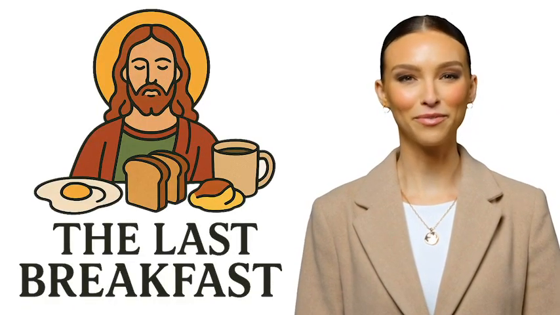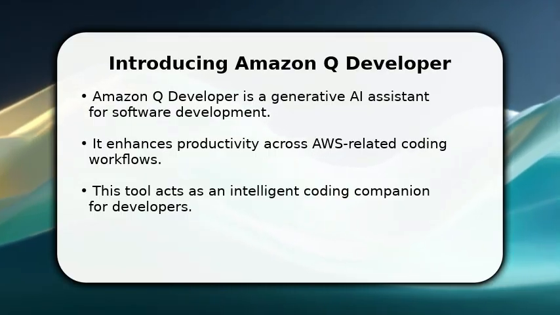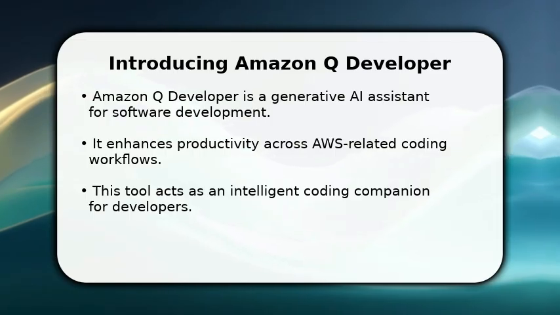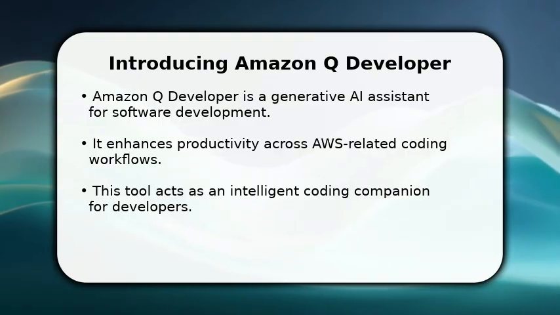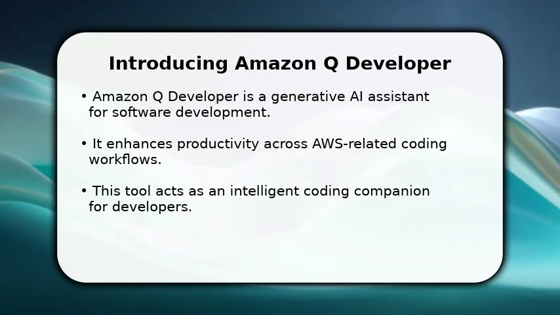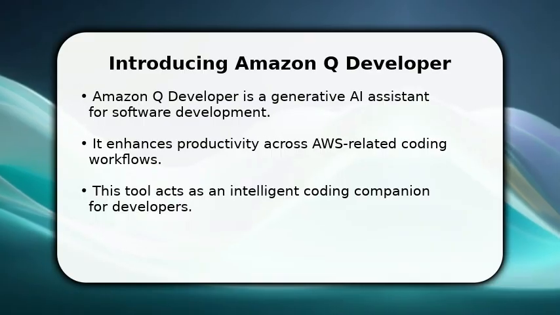Please enjoy the video. In this video, I will explain how to use Amazon Q Developer. This powerful generative AI assistant is designed to significantly enhance your software development experience, especially within AWS environments. Think of it as your intelligent coding companion, ready to assist you throughout your entire development lifecycle.